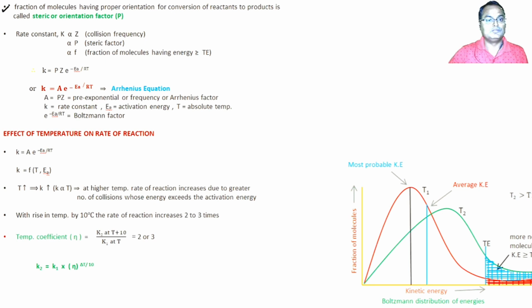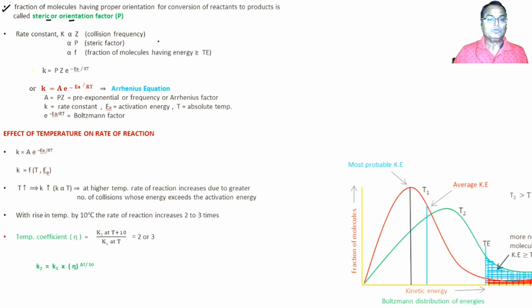So the fraction of molecules having proper orientation for conversion of reactants to products is called the steric or the orientation factor. Now, such molecules that collide with proper orientation are the ones that make effective collisions, and such a fraction of molecules we call the steric factor or the orientation factor, and it is represented by P, right?